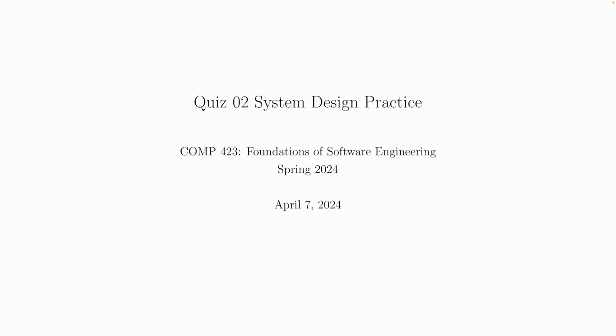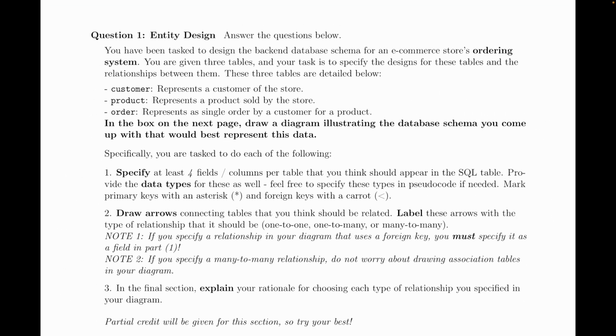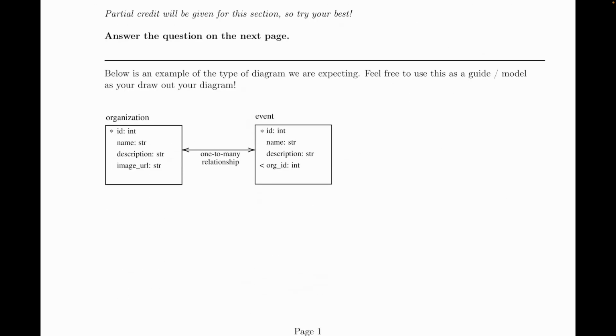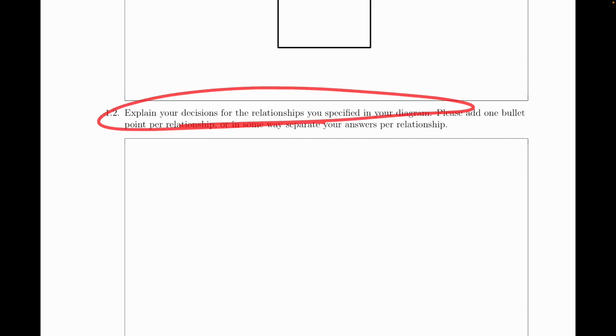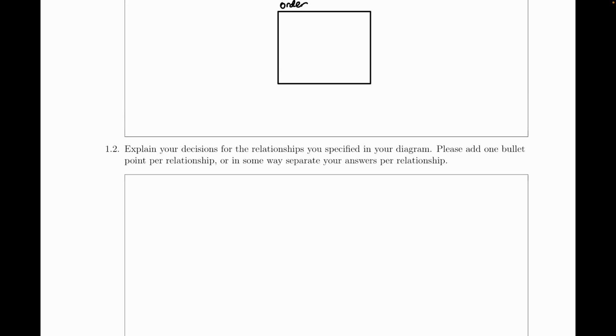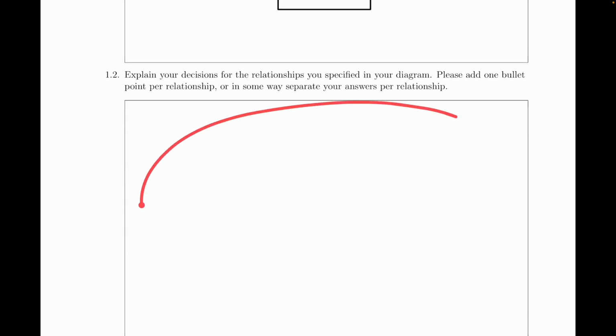So I'm going to get started here by going to the first question, which was regarding the ordering system for the e-commerce store. I'll be reading through these questions and then I'll be showing the diagram, and I won't necessarily write out the exact words here for the explain your decisions for the relationships, because I will be talking about it. However, I will release the PDF that I worked on Canvas after the video is posted, and in there I will also fill this in.